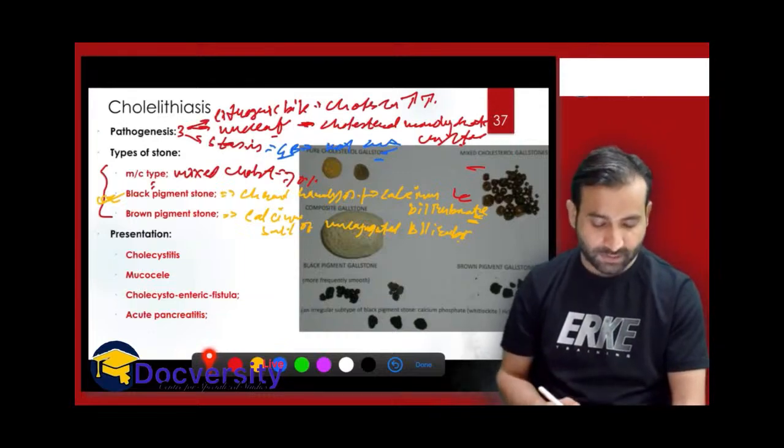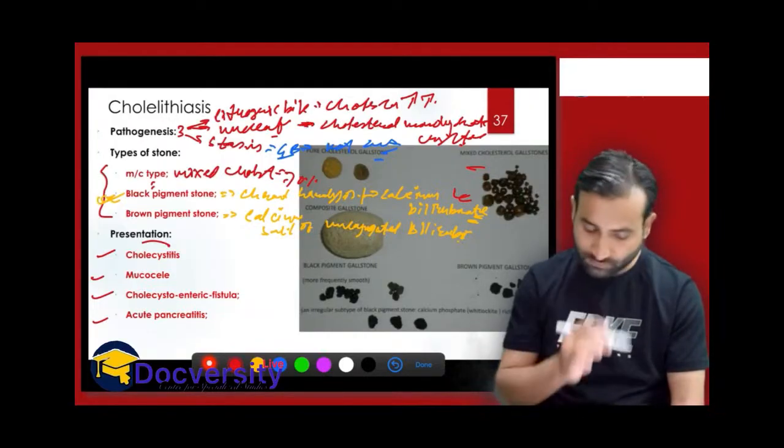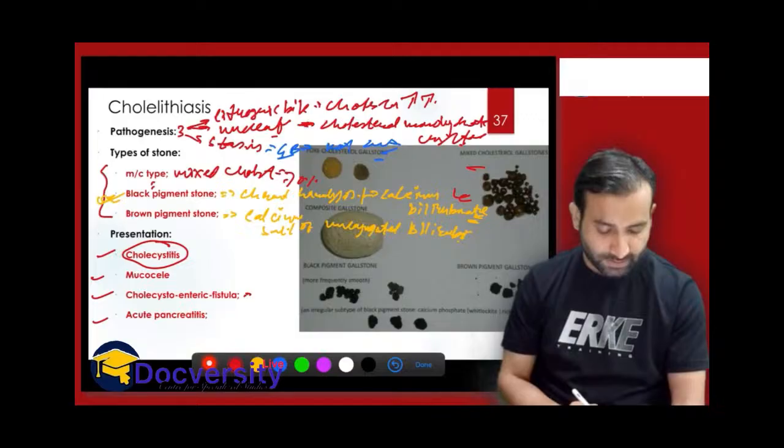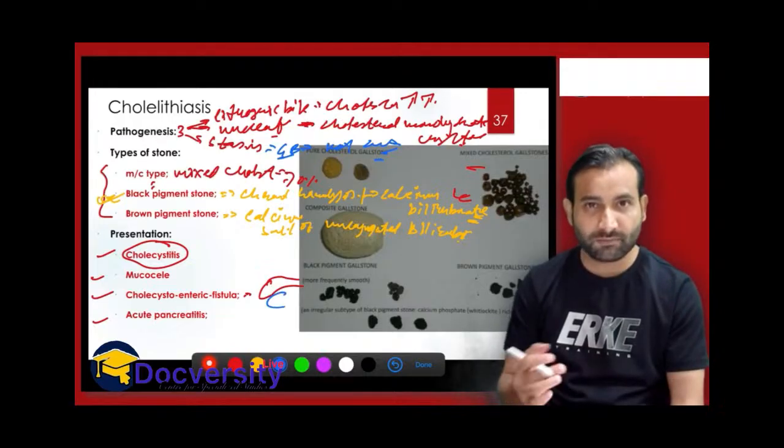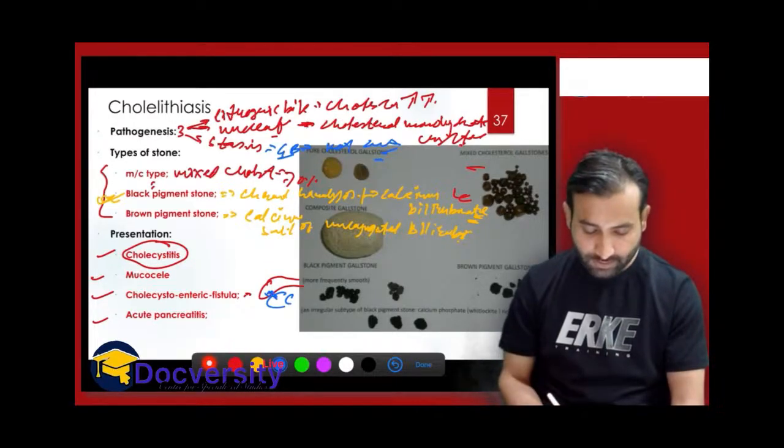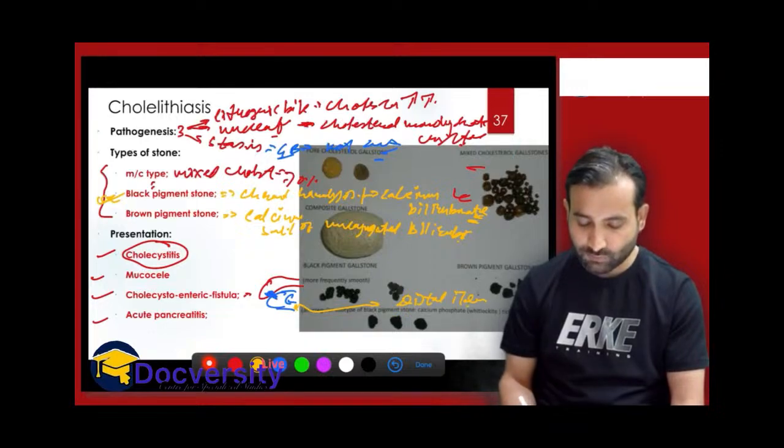And what are the presentations of the cholelithiasis? It may be cholecystitis, infections, right? Inflammations, maybe mucocele, it may be cholecystoenteric fistula, maybe acute pancreatitis. So remember, cholecystitis, we'll discuss some points over there. Cholecystoenteric fistula means the fistula formation between the gallbladder and the duodenum, okay? Most common site is the second part of the duodenum. It forms the fistula over here, so that the stone may pass down, and this stone may go to the distal ileum. Go to what? Distal ileum. Most common site of the obstruction by the stone.